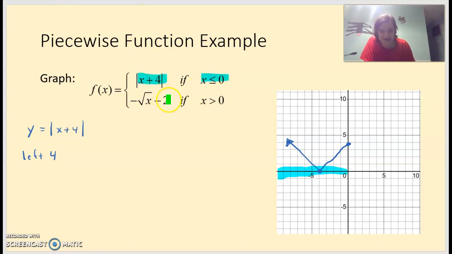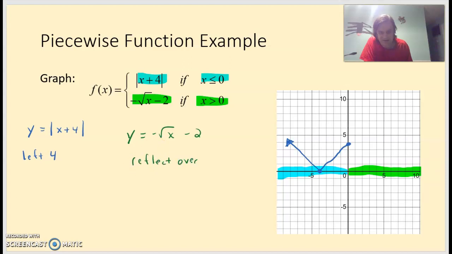The bottom one is negative square root of x and then -2, and that's for when x is greater than 0. So we'll put it in x is greater than 0 territory. So let's see here. Negative square root of x and then -2. So that's a square root function, and that negative out front reflects over the x-axis. And the -2 will shift down 2.